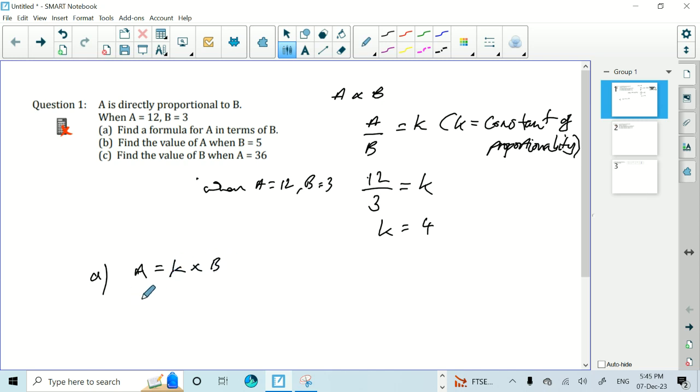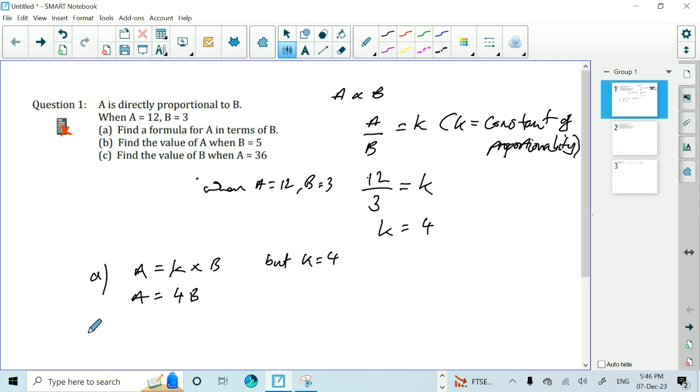And we found the value of K. K is equal to 4. So therefore, a formula for A in terms of B is 4B, or 4 times B. A is equal to 4B. And that's answering question A. Job done there.